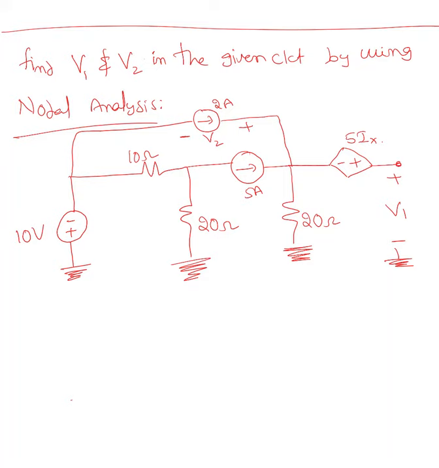Here is the next example. In this example, he's asking about finding V1 and V2. I will also find Ix. Okay, V1, V2 and Ix. Find V1, V2 and Ix in the given circuit.